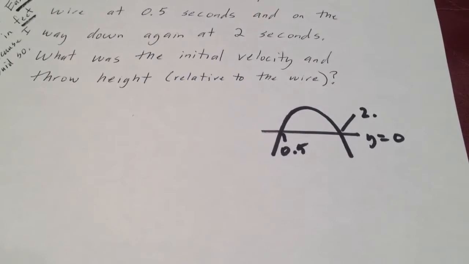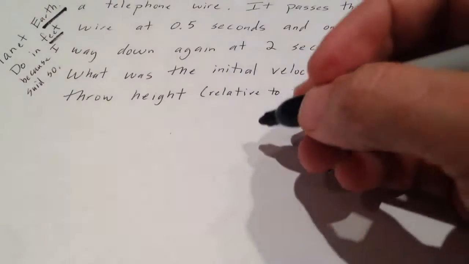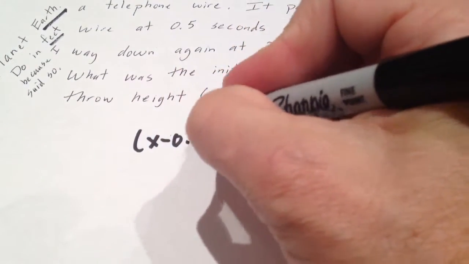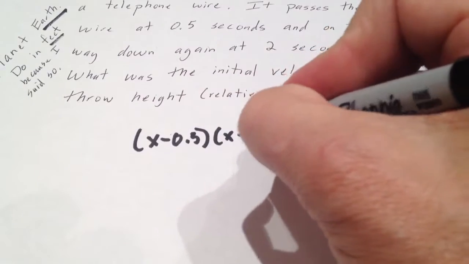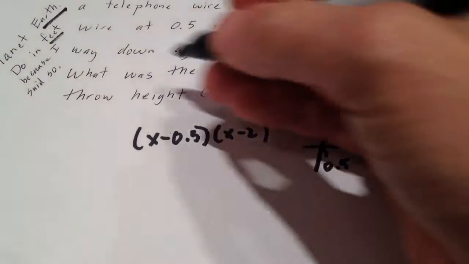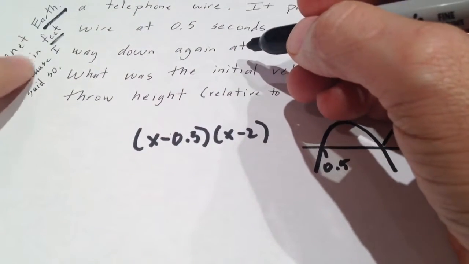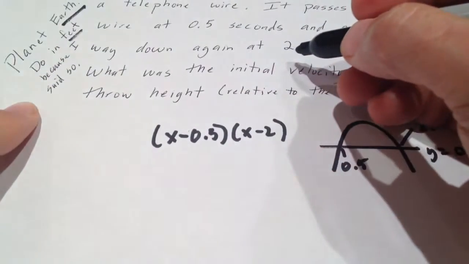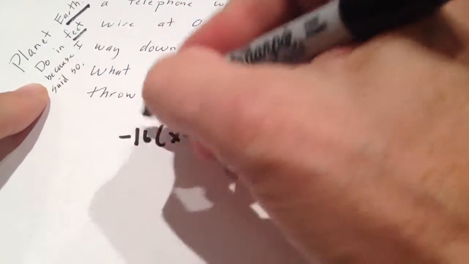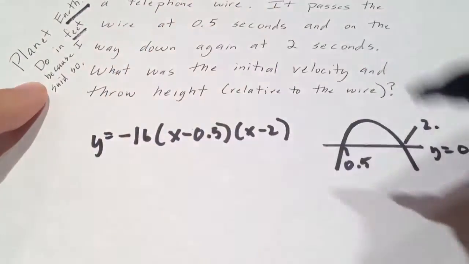So essentially, they've given us our zeros. Take a second to think about what that equation would look like. And I'm going to write it out. x minus 0.5, x minus 2. This is very close. What are we forgetting? That's right, we're forgetting our a, which I've told you to do in feet just because I said so. So that's going to be negative 16 out front, y equals.